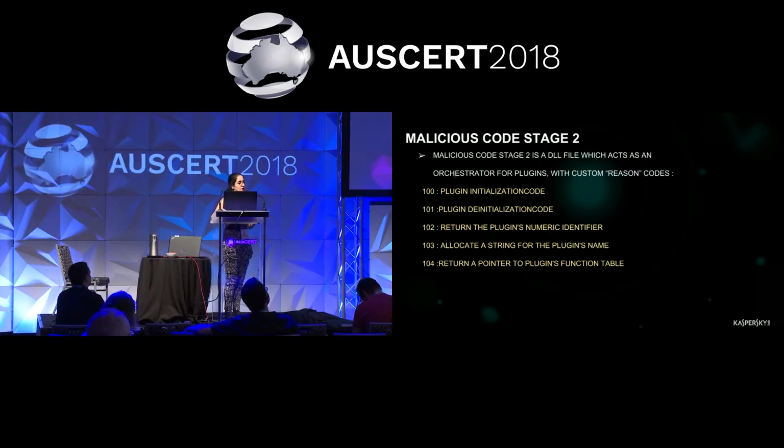Another specific part of this DLL, which was the second stage, was that it had some custom defined reason codes. So apart from the normal code numbers, there were some other code numbers from 100 to 104 as well. And the DLL uses these codes to initialize the plugins. One for initializing the plugin, one for returning the plugin ID, one for returning the plugin string name, and then one for returning the plugin function address table.